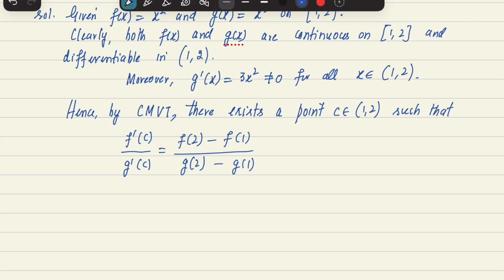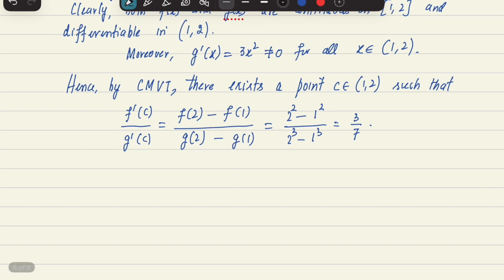Now we can see that f of 2 is equal to 2 square, f of 1 is equal to 1 square because f of x is equal to x square, and similarly g of x is x cube, so g of 2 is equal to 2 cube, g of 1 is equal to 1 cube. So this is equal to 3 divided by 7. Now f dash of c, since f of x is equal to x square, is equal to 2c. g dash of x is 3x square, so g dash of c is equal to 3c square. So therefore this is equal to 3 divided by 7.